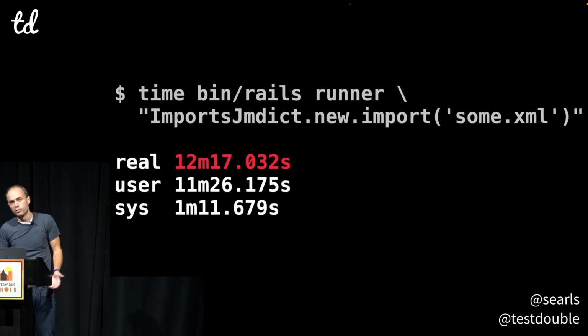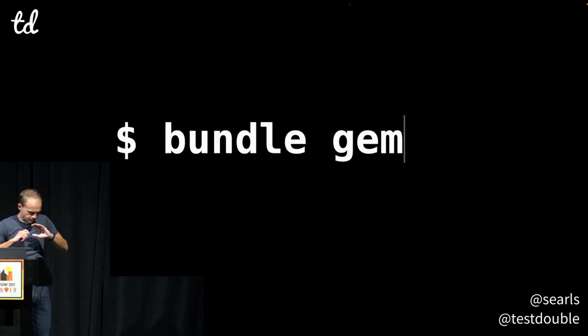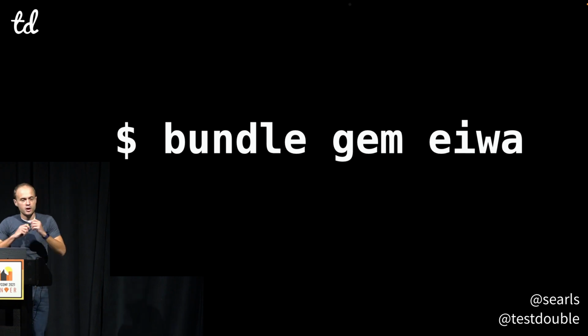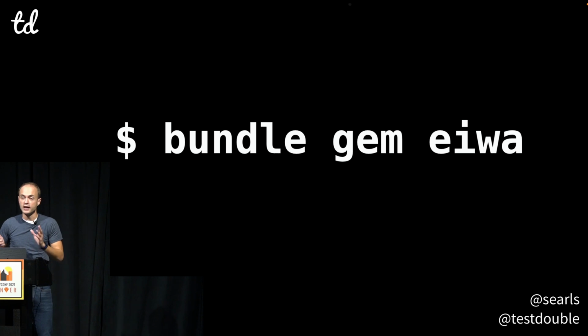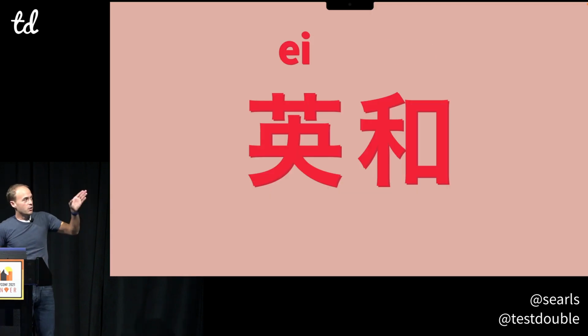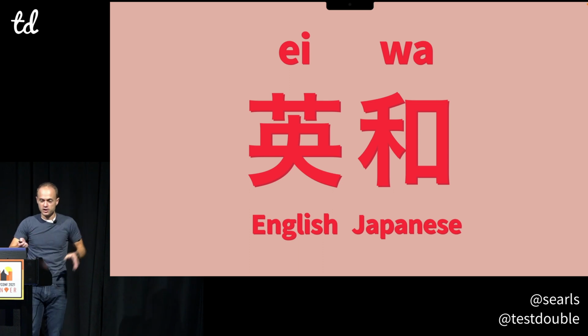And I knew what the problem was, but I'm overwhelmed by all the complexity around me, and I just couldn't really get in the right headspace. And so sometimes it's nice to just blow it all away and start in a brand new folder and start a brand new thing. So I created a new gem called AWA. AWA stands for English Japanese, so it's kind of dictionary adjacent meaning.